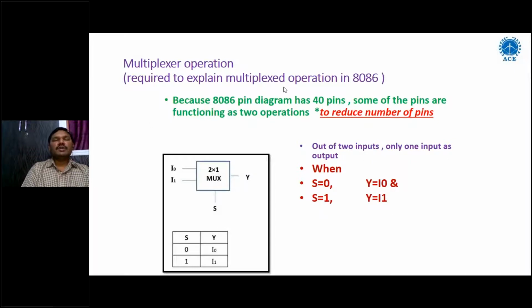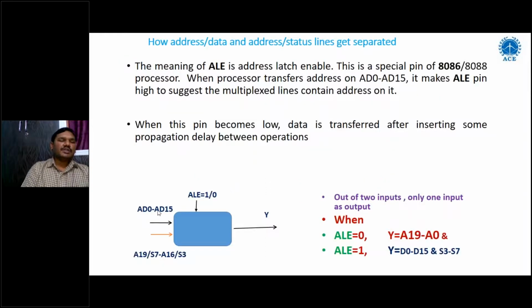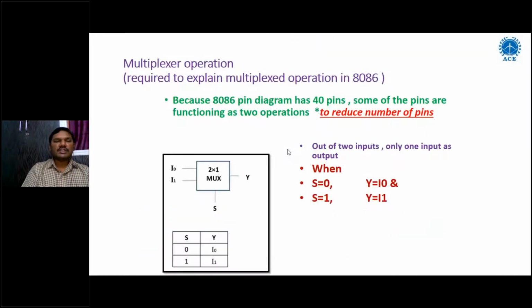Why we need this multiplexing concept is to reduce the number of pins. Here you can see AD0 to AD15 are merged and available at the same pins. So it is separated as A0 to A19, D0 to D15 and S3 to S7 by using this ALE pin. If ALE equal to 0, then it gives address. If ALE equal to 1, then it gives the data lines. That's why we need the multiplexing concept here.